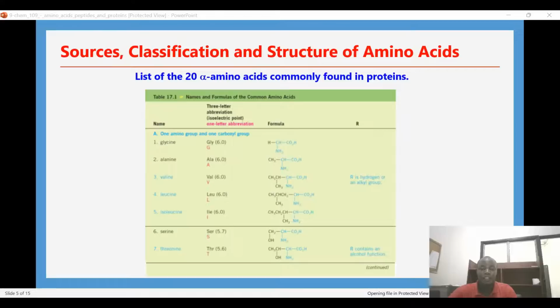Now, if you check here, you can see clearly one amino group and one carboxyl group. So these are the amino acids that have only one amino group and one carboxyl group. So we have serine, SER, represented with capital letter S, and then we have threonine with capital letter T. All these amino acids, this is their formula. This is how to draw their structure.